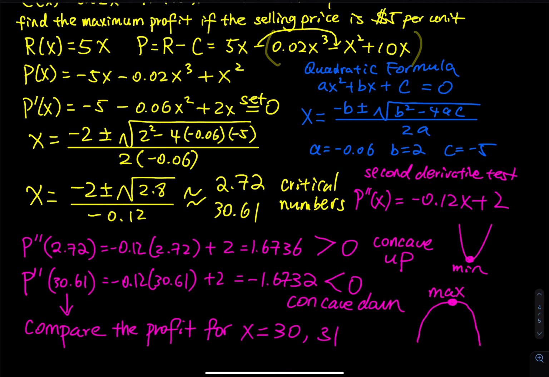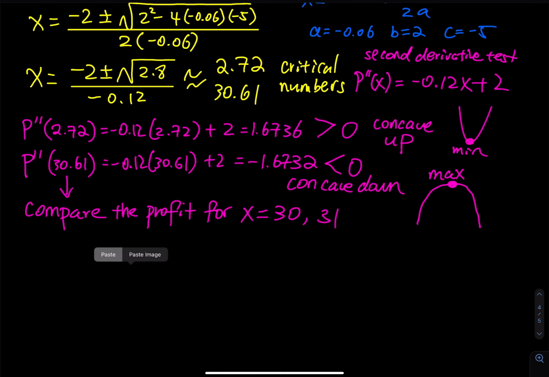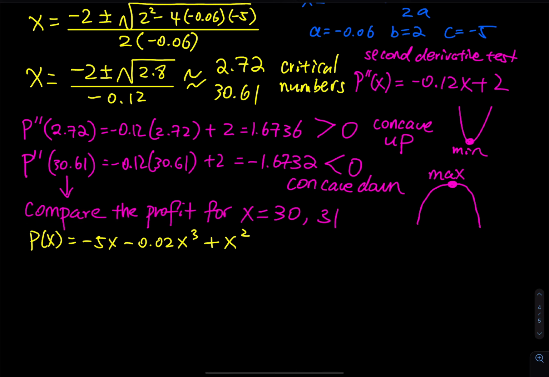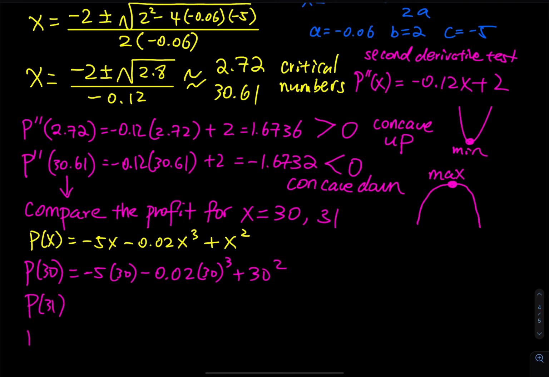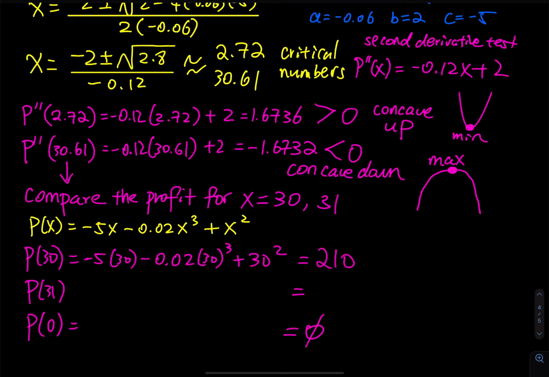All right, so where is the profit function? The profit function is right over here, right? Since that is so important, I need to copy that and paste it over here, and over here. So when x is equal to 30, we have negative 5 times 30 minus 0.02 times 30 to the third power, and then plus 30 squared. And then when x is equal to 31, we can also check x equals 0, but that one will just give you a 0. This one gives you 210, and this one gives you 210.18, and then 0.